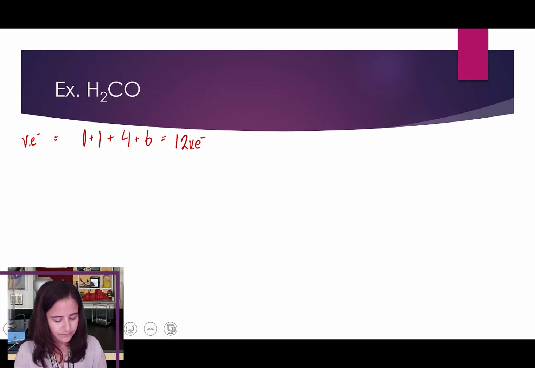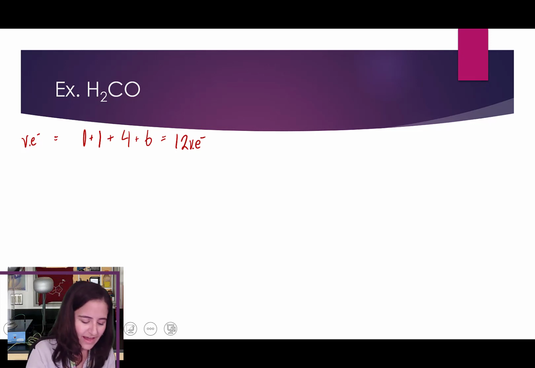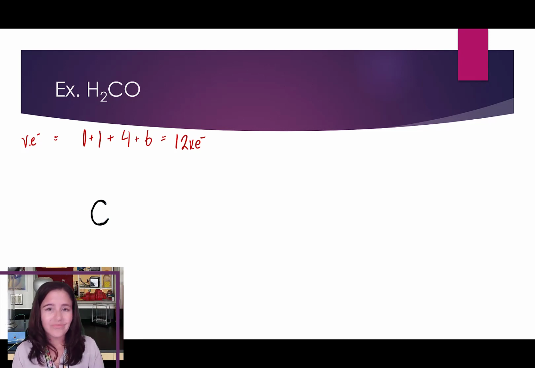Now, step 2. The first element in the formula goes in the center unless it's hydrogen, okay? It is hydrogen, so we go to the second element, and that is going to be carbon. Okay? Last step, connect them all with single bonds.